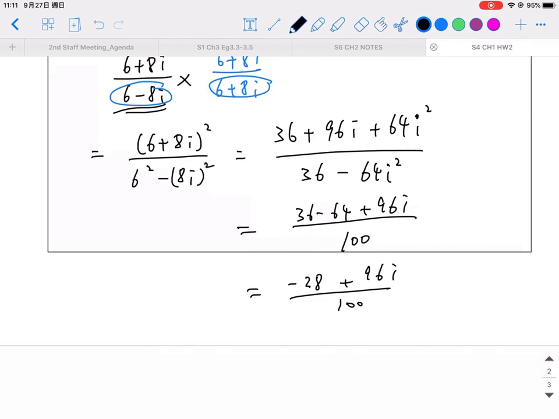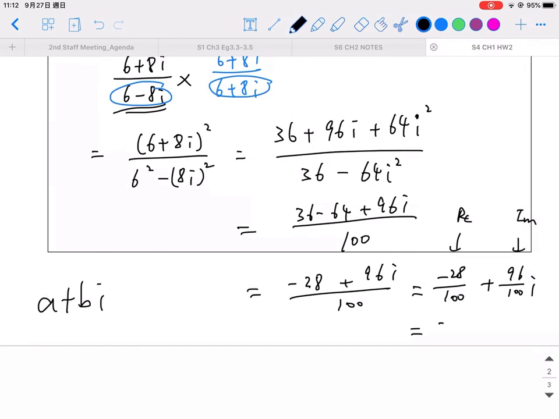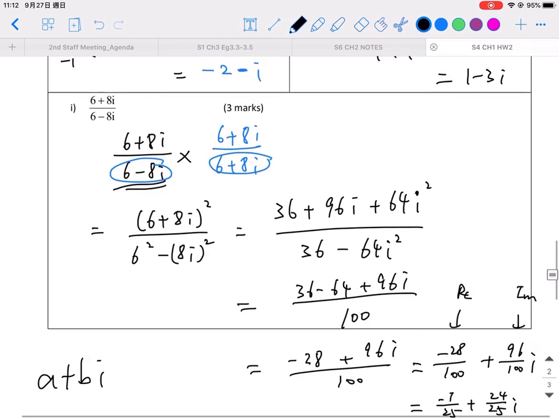Okay, and it is better for you to show it in a plus bi format. That means you need to split it into two parts. One is the real part, which should be negative 28 over 100, and plus 96 over 100 i. So this is the real part and this is the imaginary part. The final step should be simplified, and therefore the answer should be negative 7 over 25 plus 24 over 25i. So that's the end of question number I.